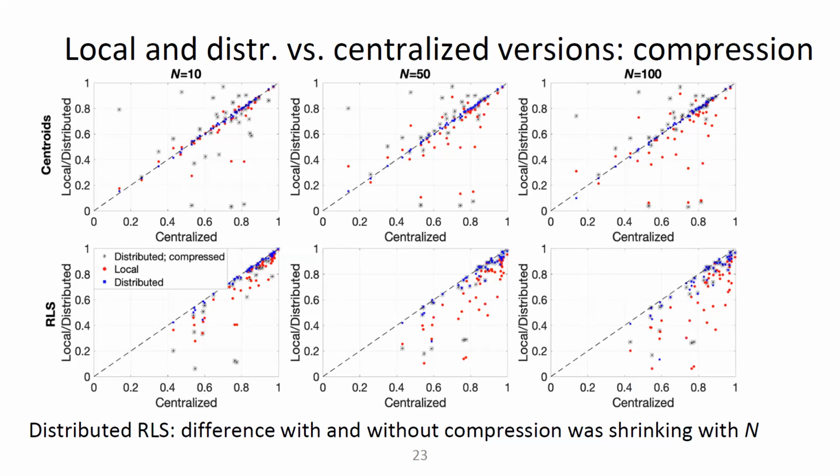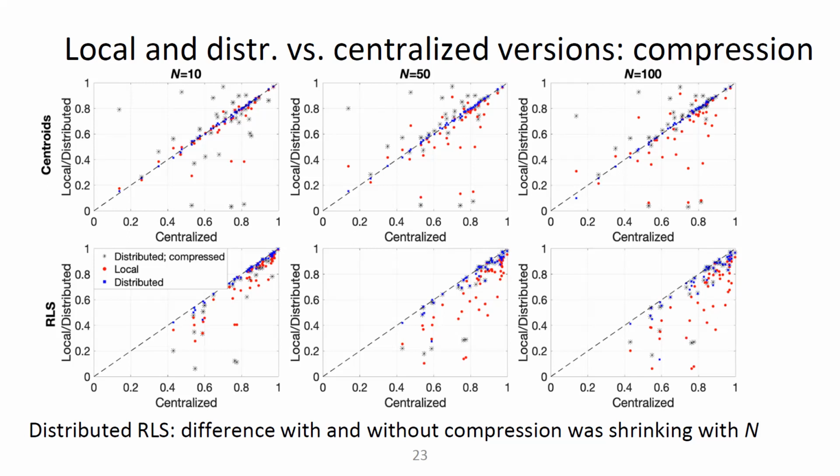Here we report the results for the local and distributed versions versus the centralized version with compression. So the blue circle and the blue and red circle and square markers correspond to the results from the previous experiment, for the local and distributed versions. Then the asterisk markers in black correspond to the results of the distributed version with compression. So we are evaluating how much we are losing in terms of accuracy by compressing the actual classifiers.